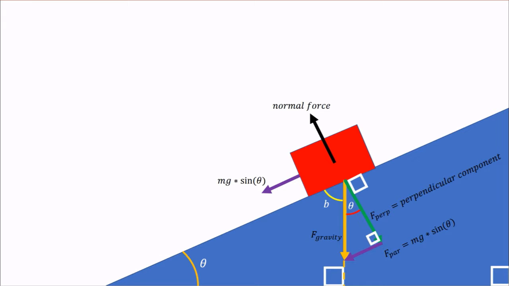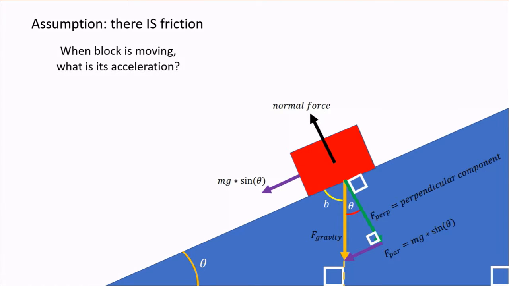Hello! In this video we will revisit the block on a ramp problem, but this time we will assume that there is friction between the two objects, which is the case for most materials. We will ask two questions. First, when the block is already moving, what acceleration does it feel? Second, when the block is not yet moving, how can we get it to move?